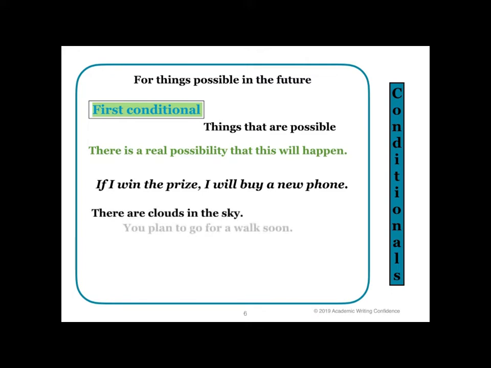Now here's an example of how you might use this type of conditional sentence. There are clouds in the sky and you plan to go for a walk soon. You might say something like this: if it rains, I will stay home. The pattern used for the first conditional type sentence is this phrase: if something, I will something. Now, we do not have to use the word I in this type of sentence. It could be anything, such as the company will or the problem will.